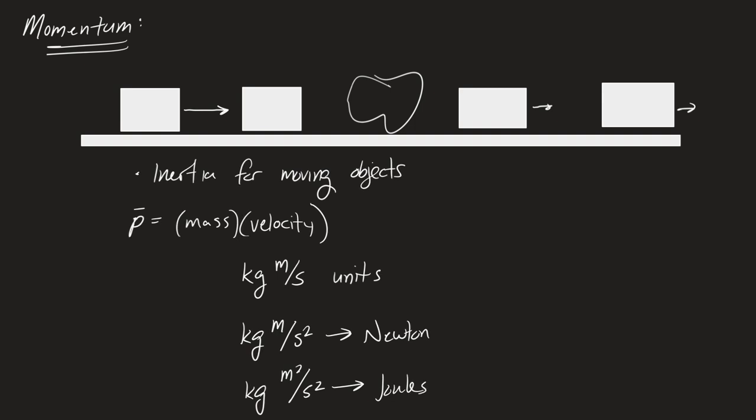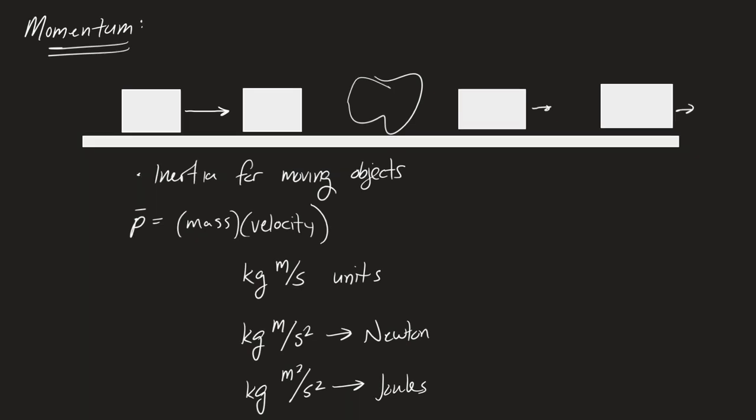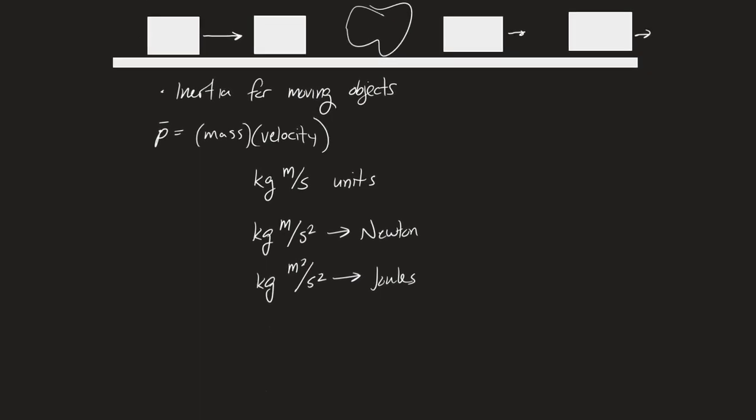The unit for momentum is kilogram meter per second. It has no special name, although it's really actually, in many ways, incredibly important, maybe more important than force. We don't give it a special name. Kilogram meters per second are the units for momentum.